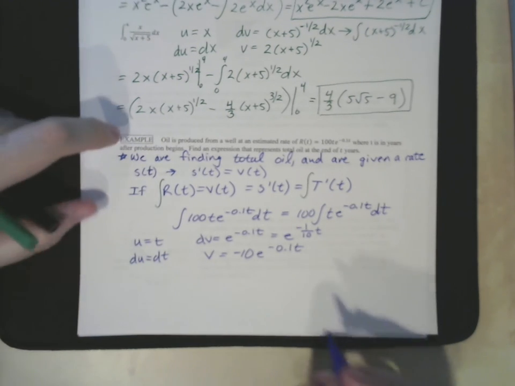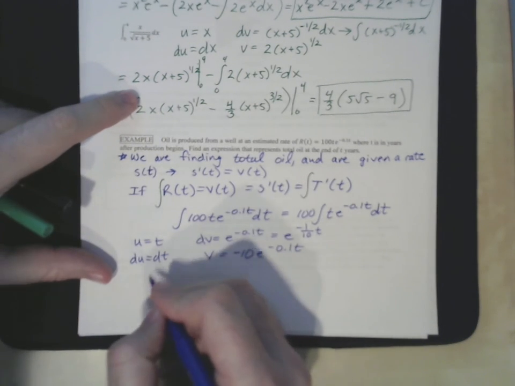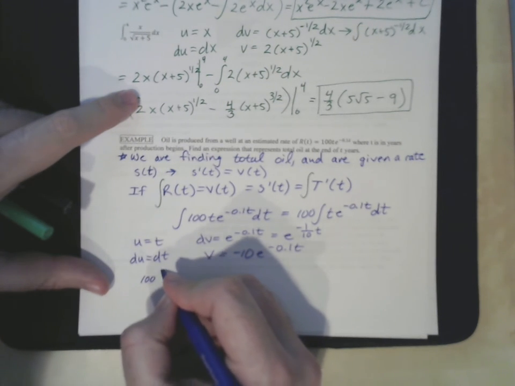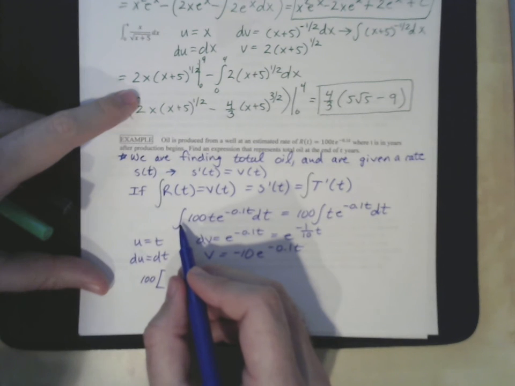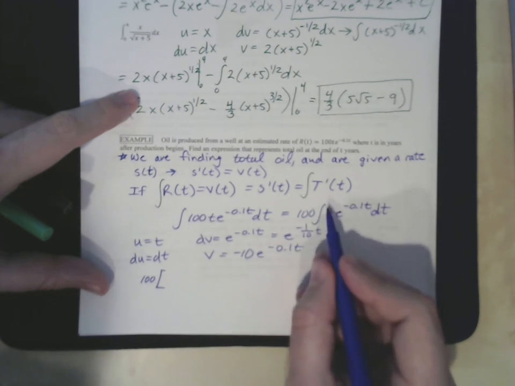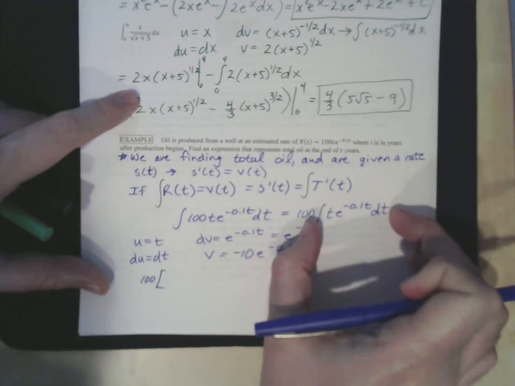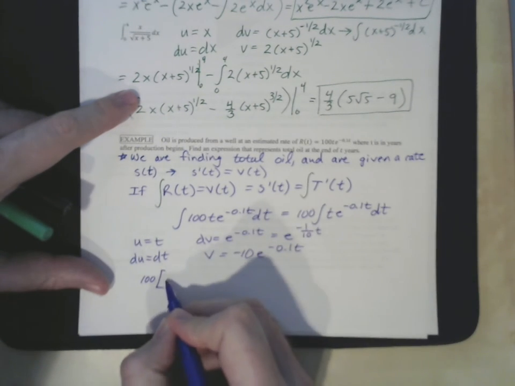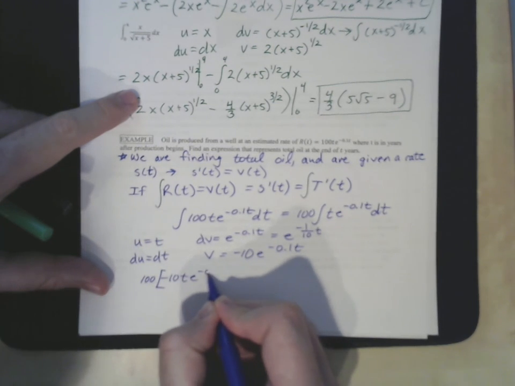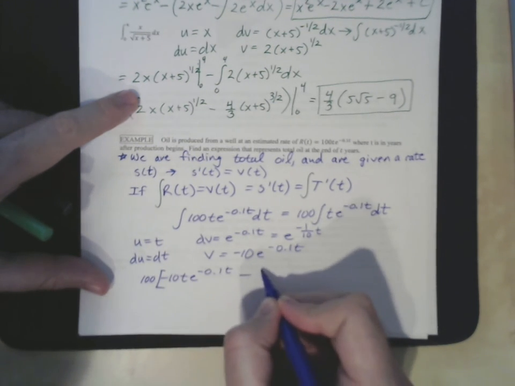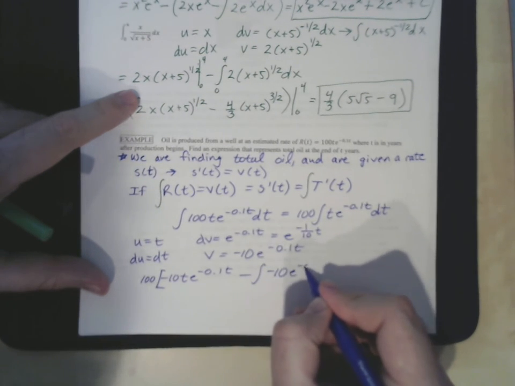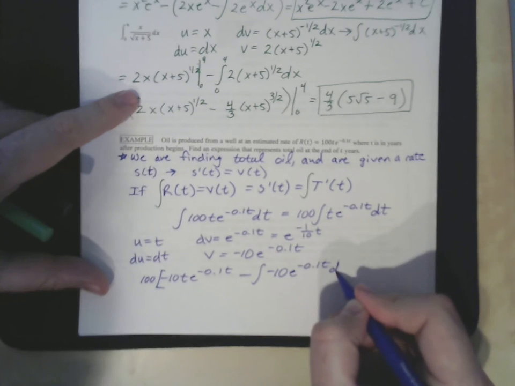Now we can set up the parts. So we have 100 times the quantity. Remember, the parts equation is only good for the integral. So since I brought the 100 out, I have the integral. This is what becomes the parts equation. uv, negative 10 t e^(-0.1 t), minus the integral of v du, negative 10 e^(-0.1 t) dt.